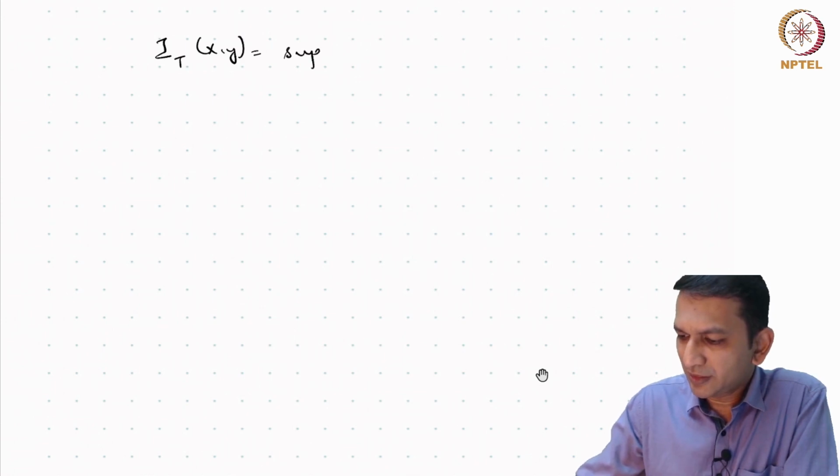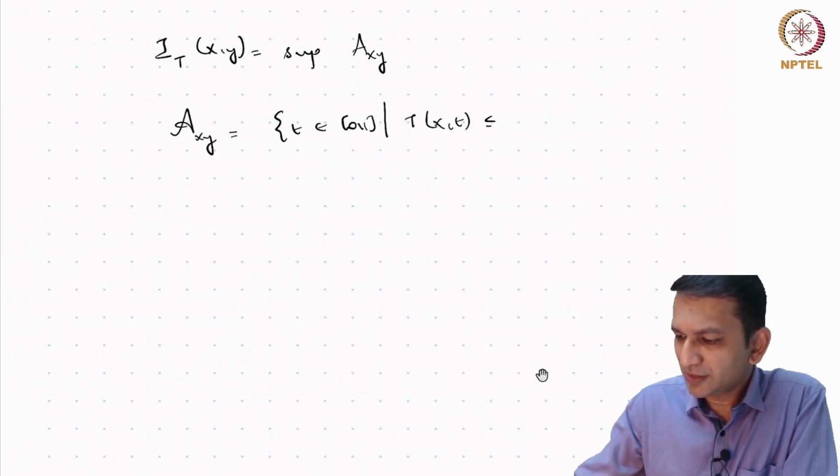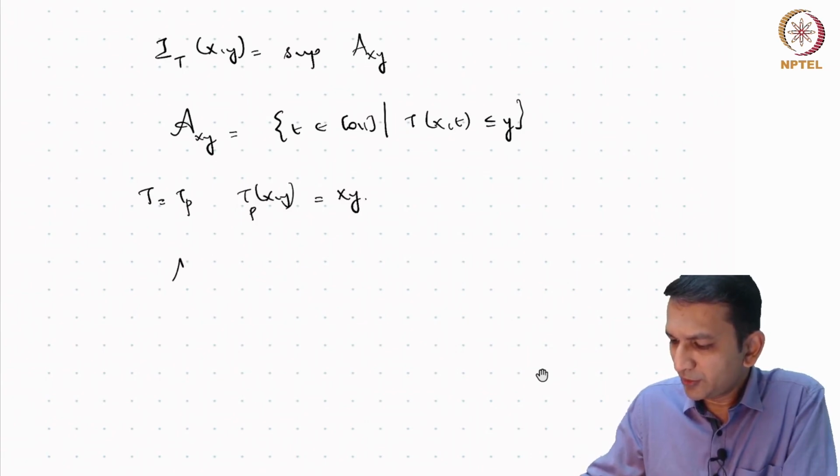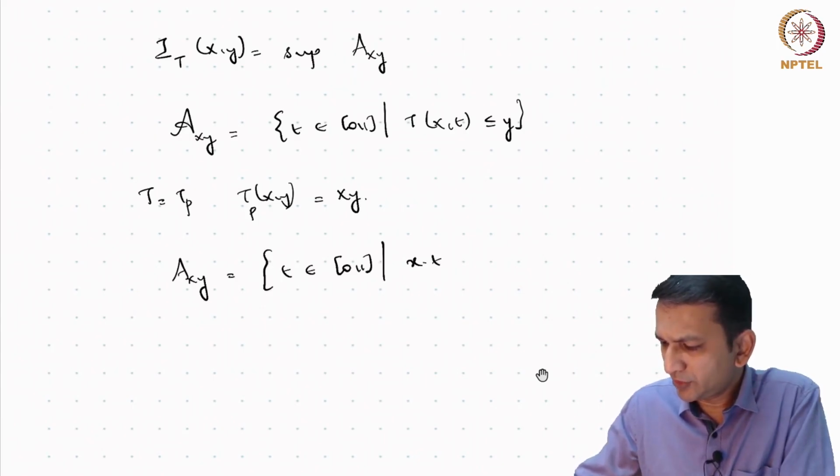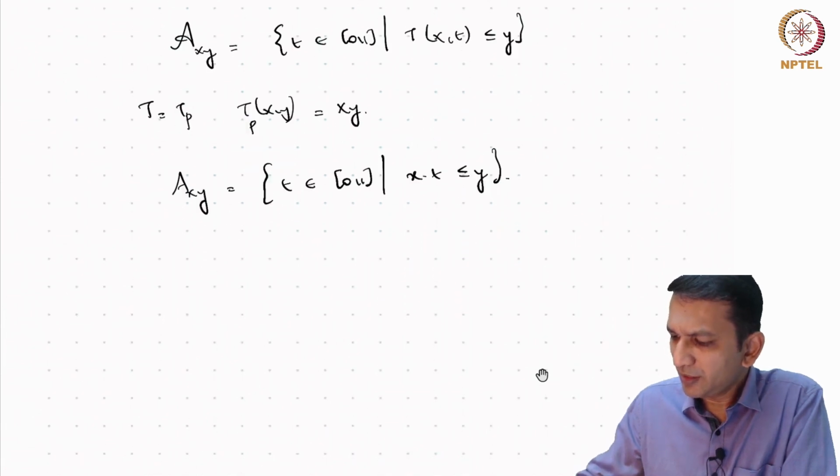Once again, let's recall. This can be written as A_xy. Note that A_xy is the set of all t in [0,1] such that T of x,t is less than or equal to y. Since in our case T is T_P, that is T of x,y is equal to T_P of x,y is equal to xy. Now for any arbitrary x,y, we can write A_xy as the set of all t element of [0,1] such that x into t is less than or equal to y.